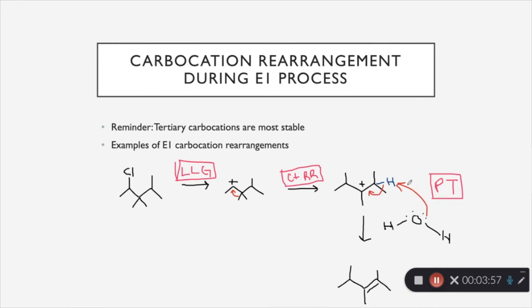And then in that case, you have your base, which in this case is water, which you know can either act as a base or an acid. In this case, it's acting as a base. It can strip that hydrogen off. The hydrogen donates its electrons back to the sigma bond, and it fills up the spot where the carbocation leaves open. And then you're left with your product.